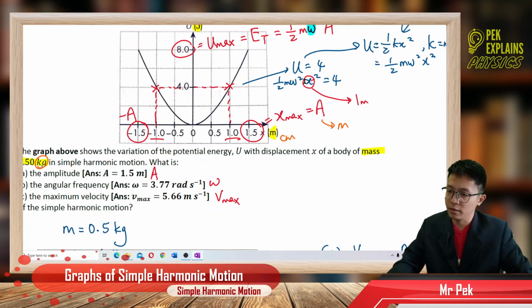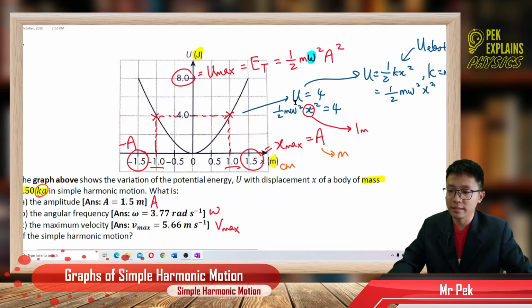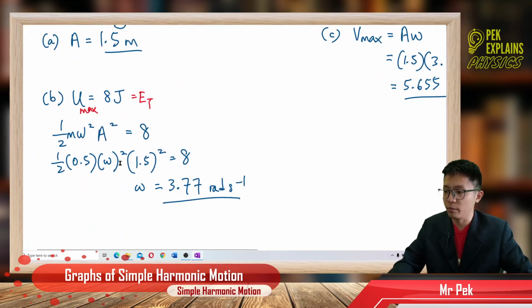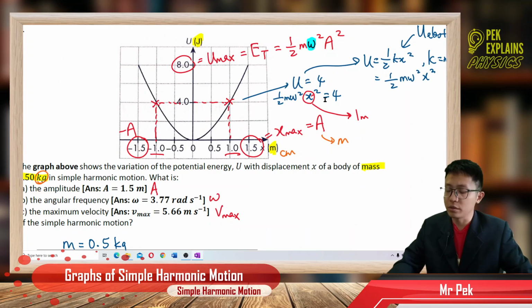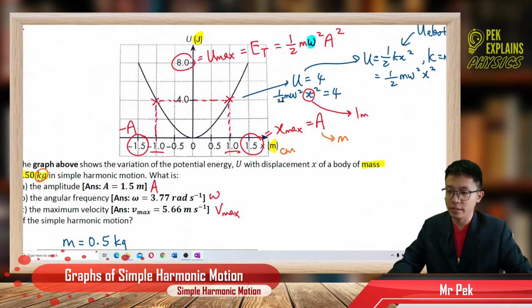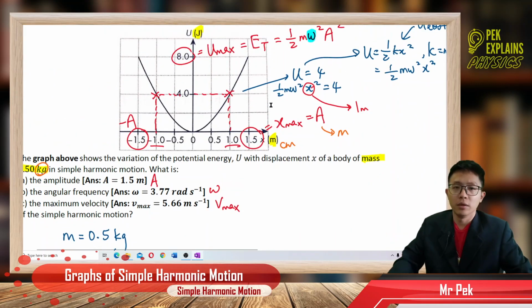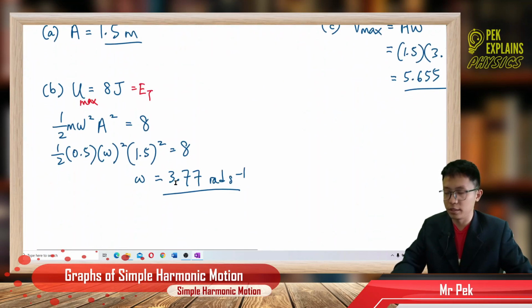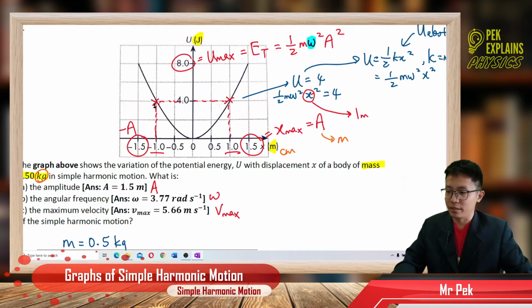So we can use this formula also. Let's say if question B, we want to find omega, we can use this formula also. You should get the same answer. You will get omega equal to 3.77. Mass, you just substitute with 0.5 kilogram. Try it yourself and see. Is the omega also equal to 3.77? I bet you will get the same answer, because it crossed at 4 joule and 1 meter displacement.